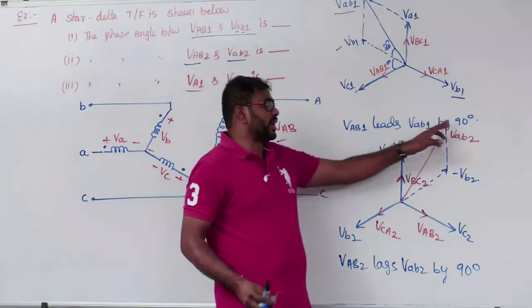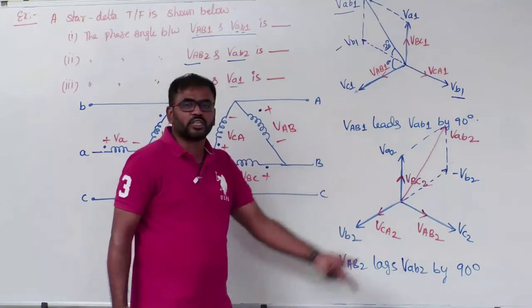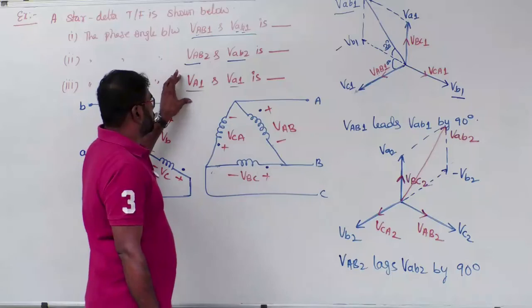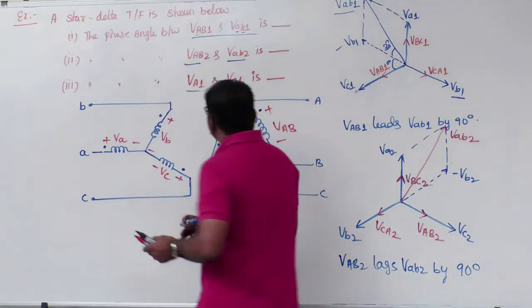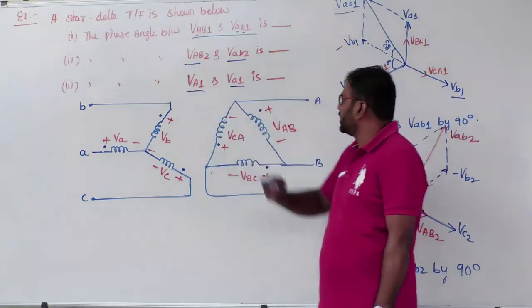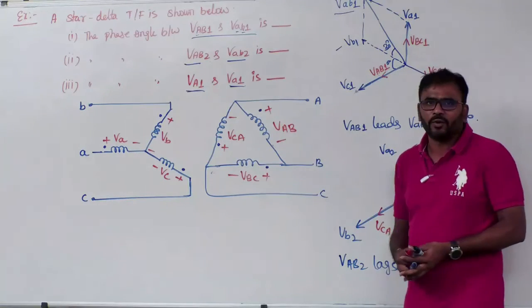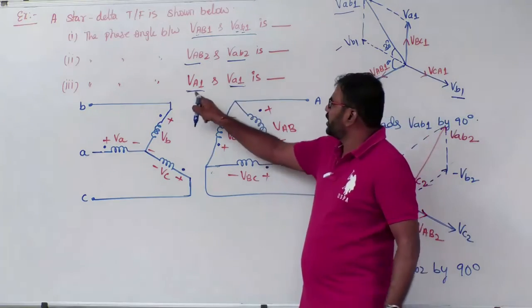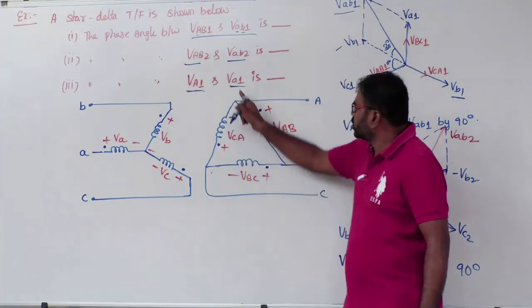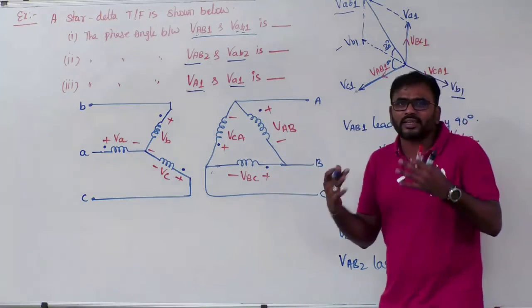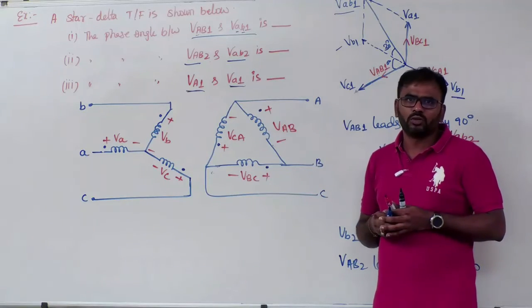If positive sequence angle is plus 90, means negative sequence angle is what? Minus 90. Now, the third question. Third question is asking the relation between the phase voltage here and phase voltage here. But what is the value of VA1? That we need to evaluate first. The value of capital VA1 we need to evaluate. We know small VA1, okay. See, this is small VA1, but where is the capital VA1? That we need to identify.